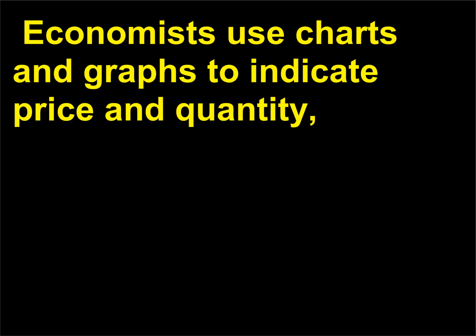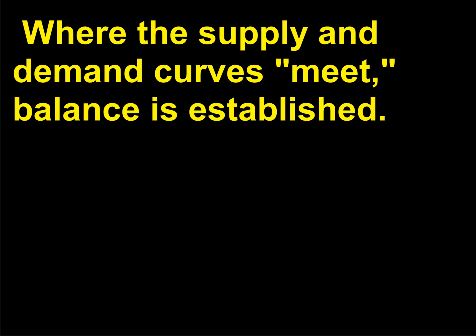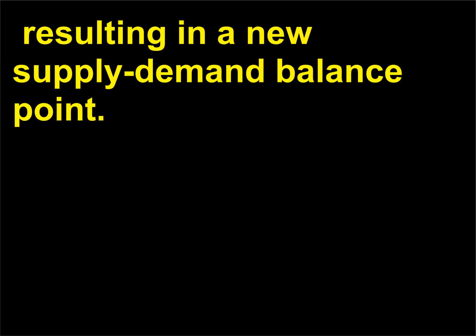Economists use charts and graphs to indicate price and quantity, showing the lines of demand and supply, along with where there would be shortages and surpluses. Where the supply and demand curves meet, balance is established. There are also charts that show a shift in demand or supply, resulting in a new supply-demand balance point.